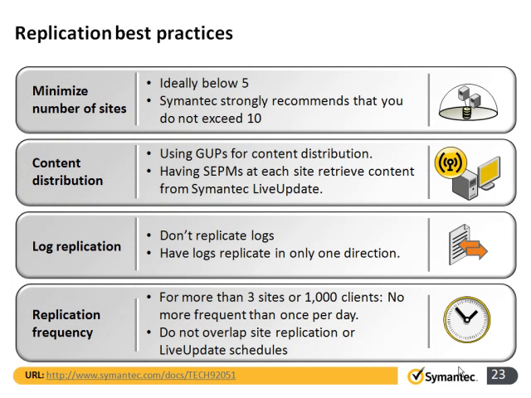So some replication best practices. Minimum number of sites for replication, ideally below 5, and definitely not above 10. Content distribution: use the GUPs for content distribution. They can manage up to 5,000 clients. Having SEPMs at each site retrieve content from the Symantec Live Update server. As I say, that's the local and best option.